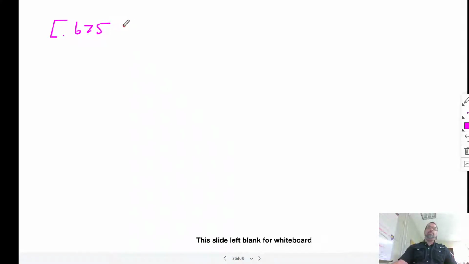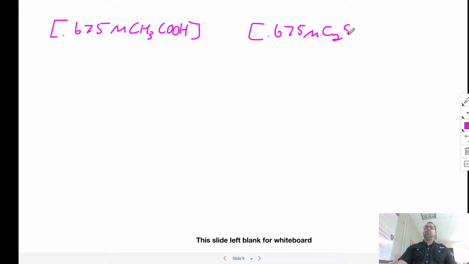And so when that happens, we're also going to be able to take that 0.675 molar CH3COOH, and we're going to have 0.675 molar C2H5OH. Because they came together in the same ratio, they're going to have the same concentration.